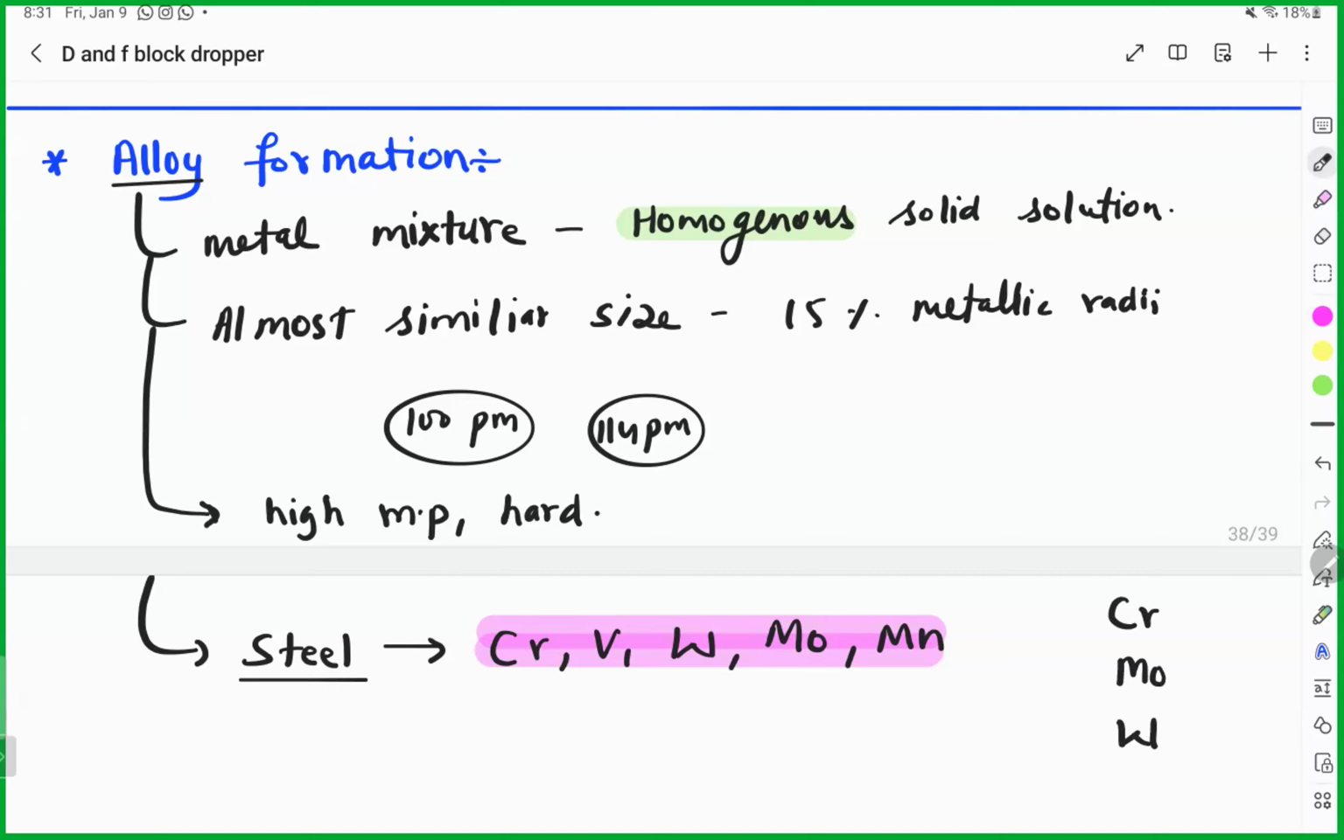So in most of these elements, there is a greater number of unpaired electrons. Due to high unpaired electrons, they can form very strong metallic bonds and have very high melting points. This is a property of the individual element. Understood?